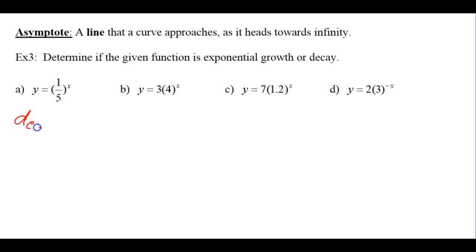Decay. Correct. Why do you think that is? Just looking at the equation. A fifth. A fifth of something, a fifth of something, a fifth of something is going to get smaller, right? What about B? Grow. Why do you think that is, looking at the equation? Yeah, the 4 is the base of the exponent. So 4 times 4 times 4 times 4 is the rate, okay? What about C?